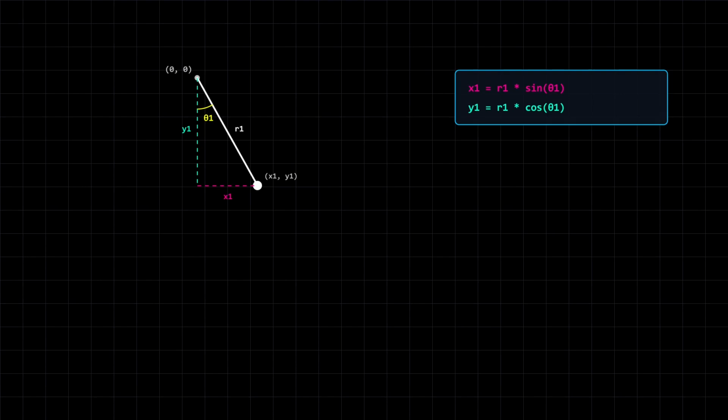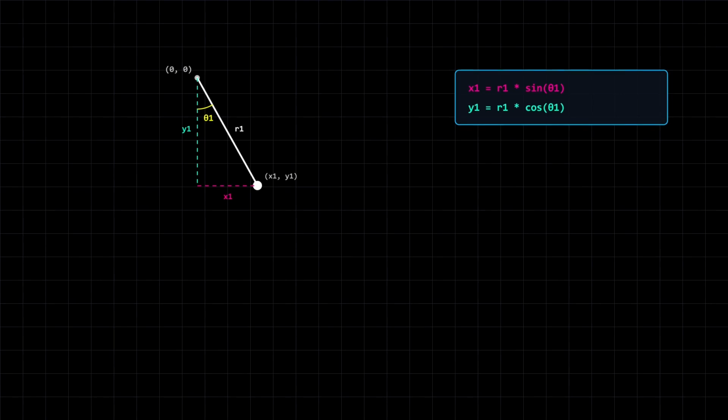To build this, we don't need a PhD in theoretical physics. We just need to know where our joints are on the screen, and for that we use simple high school trigonometry. Let's look at the first pendulum. If we know the length of the arm and the angle it forms, we can use the sine and cosine formulas shown on the screen to find the exact x and y coordinates.